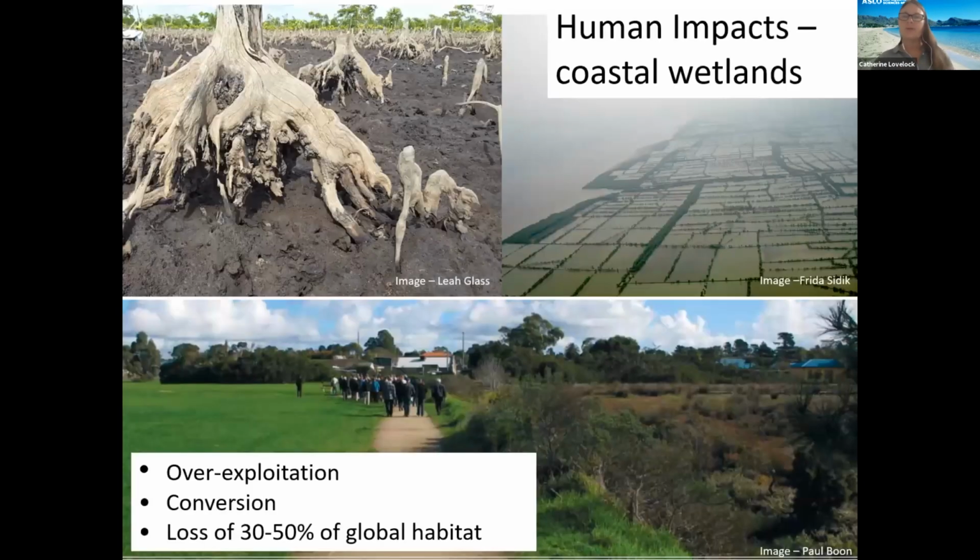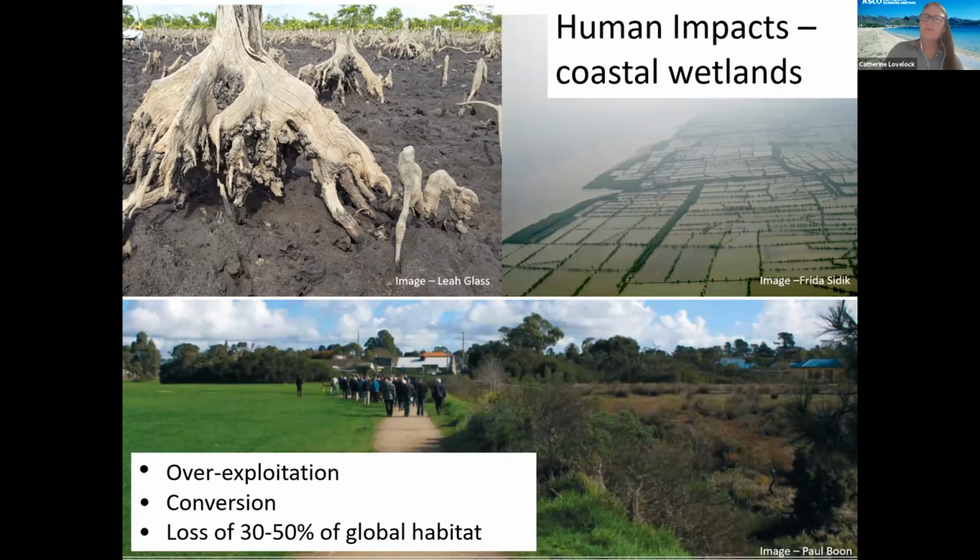So, for example, for coastal wetlands, we know that they've been converted and overexploited. You can see aquaculture ponds throughout Southeast Asia in what was mangrove habitats. You can see clearing for timber and other things in other nations. And then conversion, the bottom slide, is actually from Australia, where salt marshes have been converted into playing fields and industrial estates and so on. So we've lost probably 30 to 50% of the global habitat.